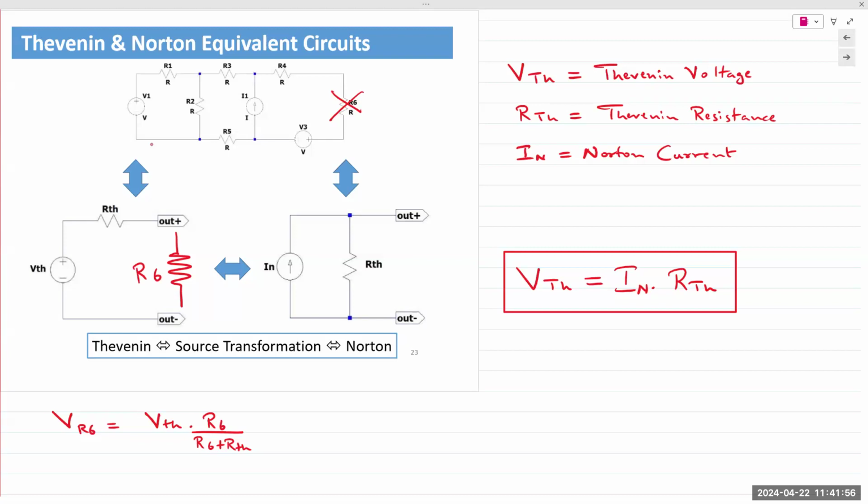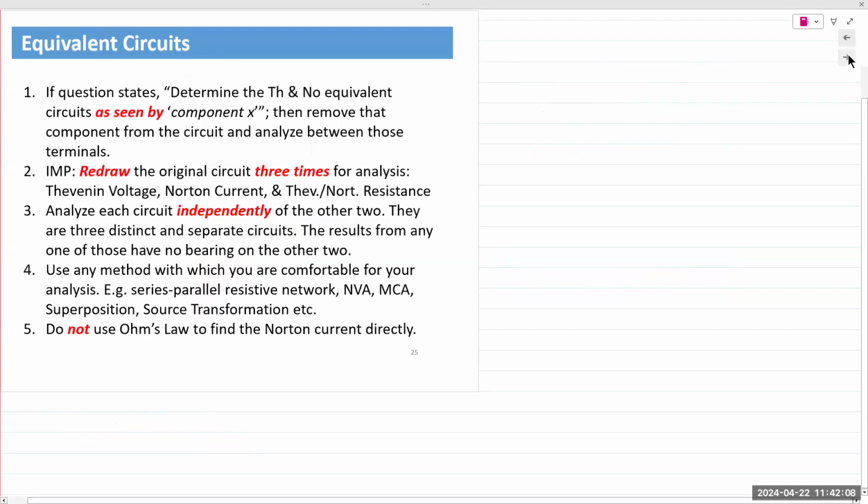Okay. So we have three quantities. We will find all three of those independently: Thevenin voltage, Norton current, and Thevenin resistance. These two summary slides are the most important. Again, this is not a new analysis technique that you're learning. You're simply applying it to a concept. So to understand the concept and setting up the problem, that is the most important.